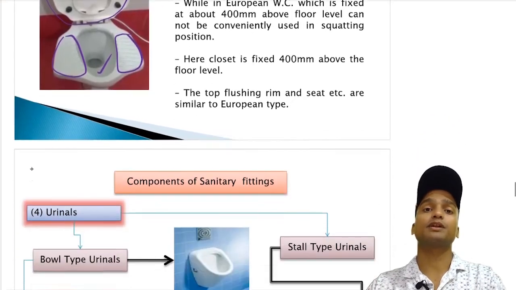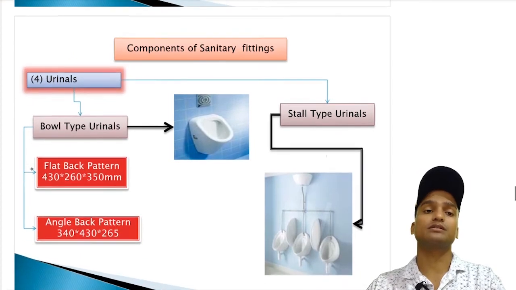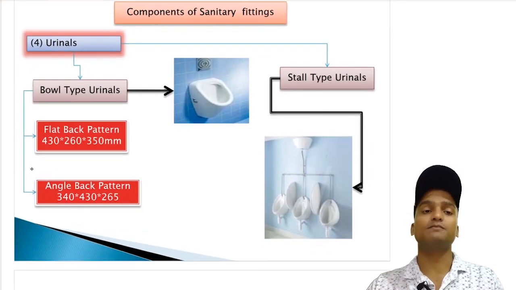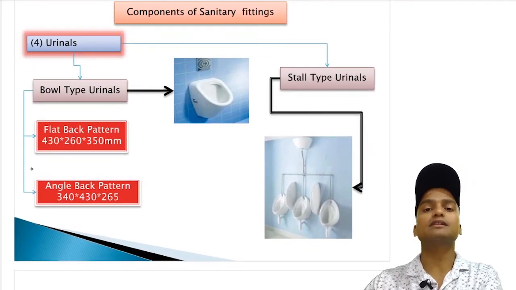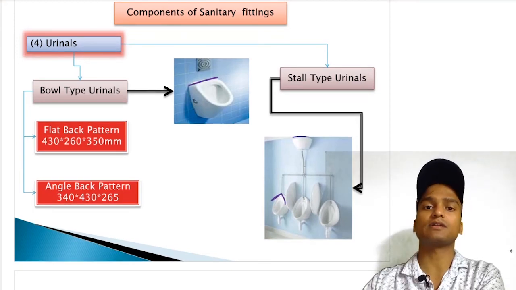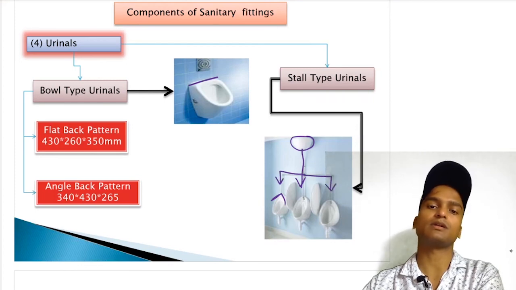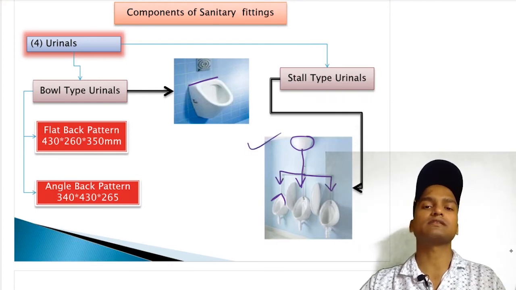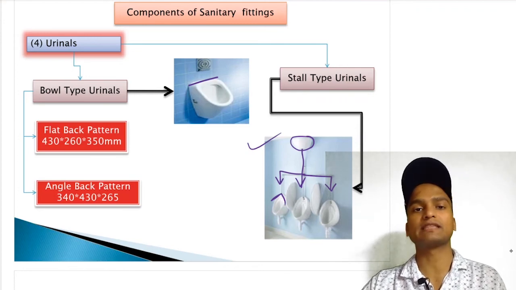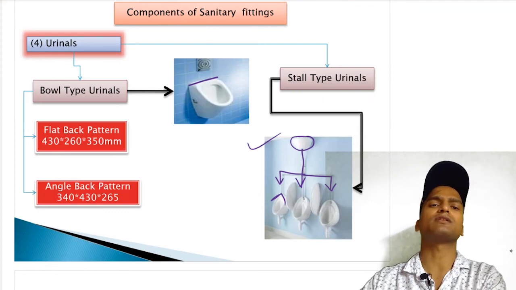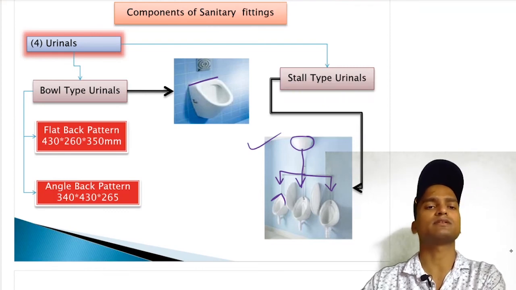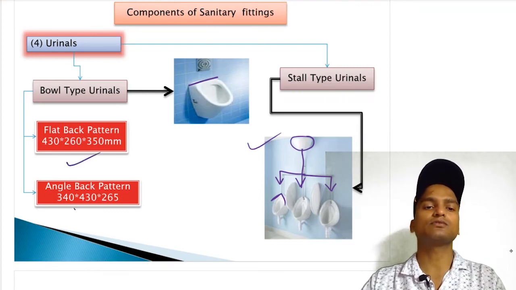Alright, the next component of sanitary fitting is urinals, and they are of two types: bowl type urinals and stall type urinals. The stall type has a single cistern, a small tank, which flushes all the urinals installed in the stall. This type of urinal is used in public places or places which have more gatherings, whereas bowl type urinals are mostly common in personal residential homes. And the shape is also given here.